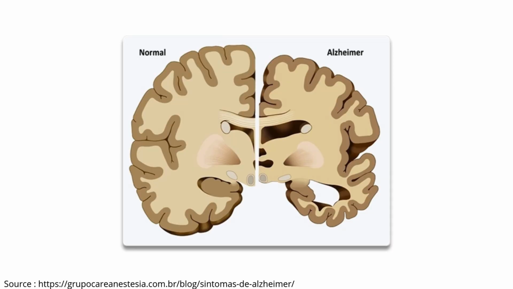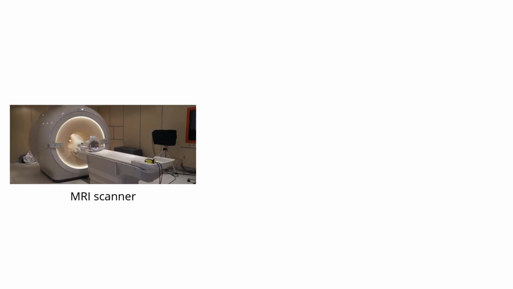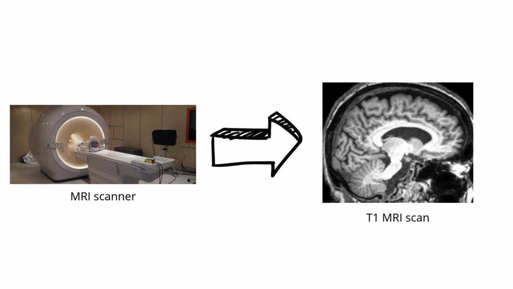Using Alzheimer's disease as an example, we can see that neurodegenerative disease involves abnormal aging in the brain, leading to atrophy in certain areas. This type of atrophy can be observed using MRI scans and more specifically T1-weighted MRI scans.